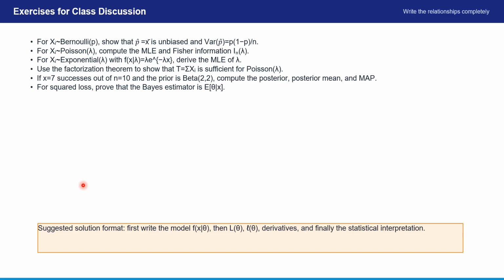For the last exercise, prove that under squared loss, the Bayes estimator is E of theta given x. The trick is to expand E of theta minus a squared given x and minimize with respect to a.